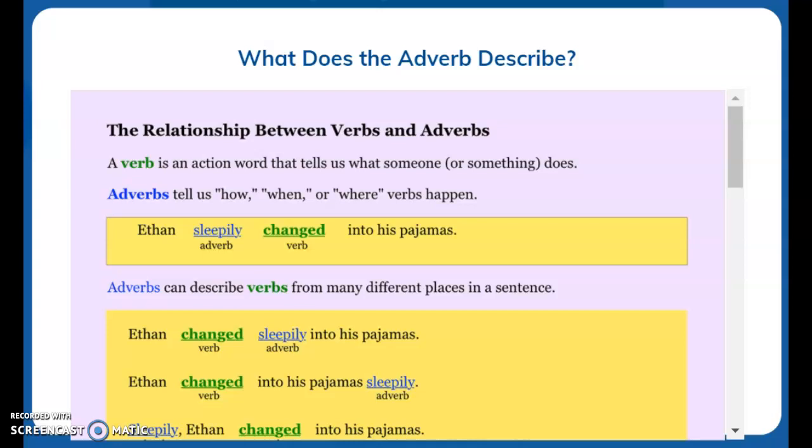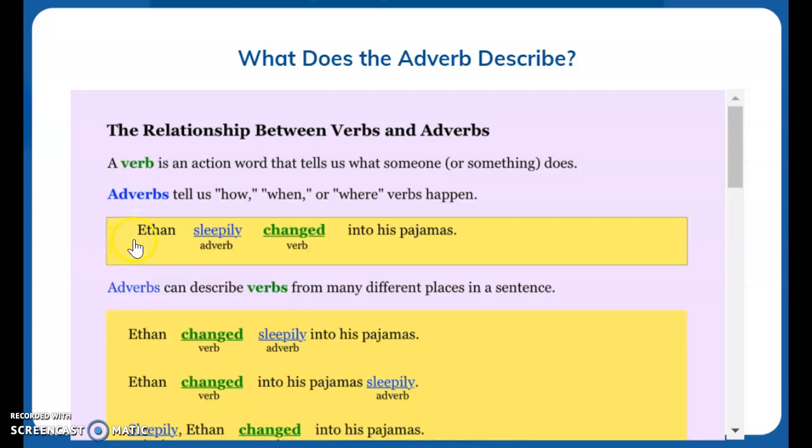So we know that there are action verbs and then there are helping verbs. Adverbs work with action verbs. A verb is a word that tells us what someone or something is doing, right? So adverbs tell us how they do it, or when they do it, or where they do it, right?